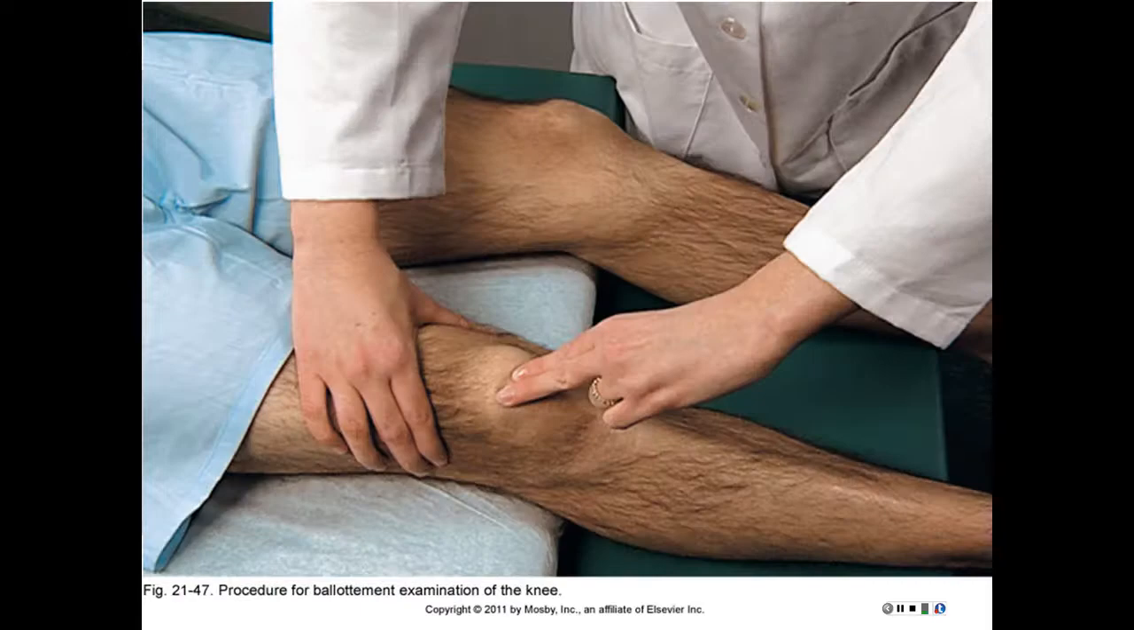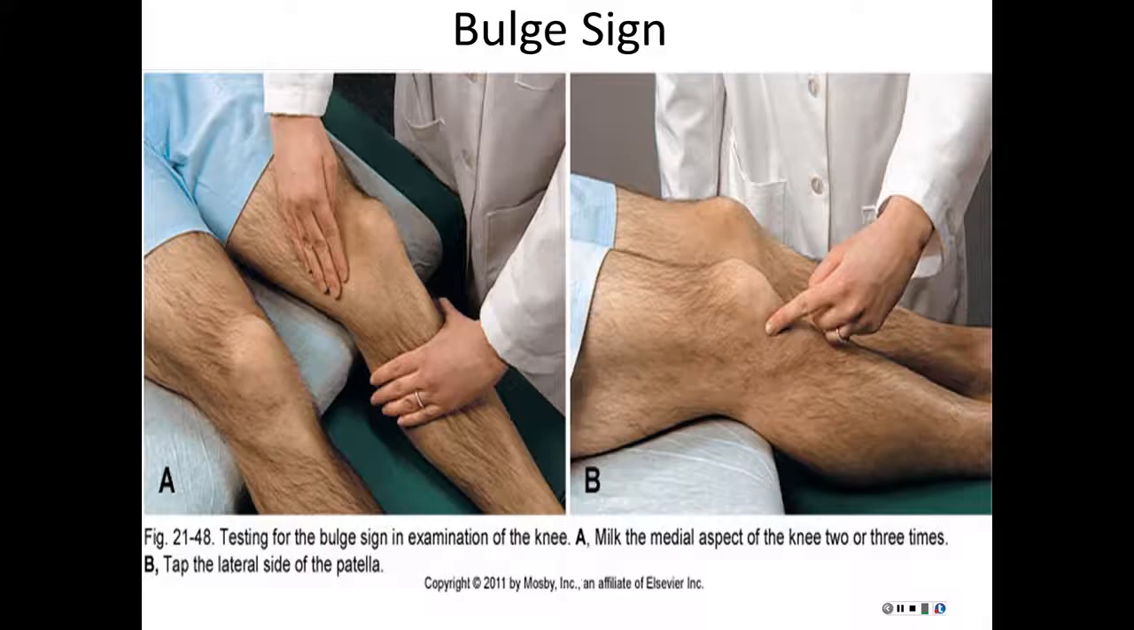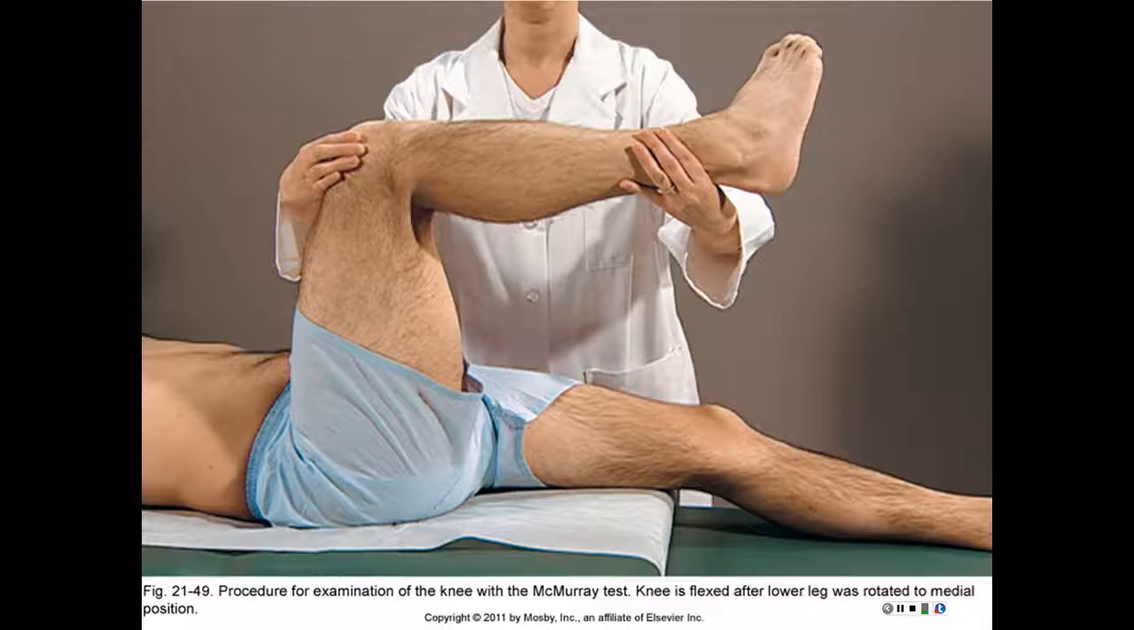So here you're testing for ballottement right below the patella. Push on it and see if you can feel with your other hand any kind of fluid wave. And here's another bulge sign where you're pushing on one side and looking at the medial side to see if there's fluid coming.